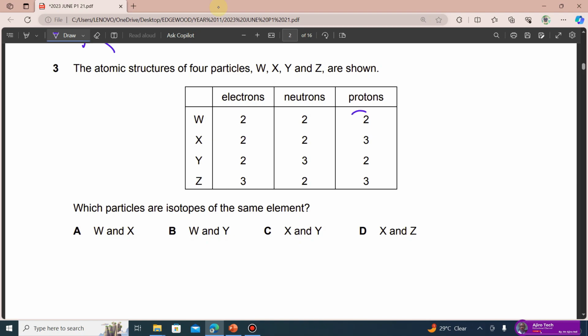We have W, Y, X, and Z. Now, if they have the same number of protons, they should equally have the same number of electrons. So if you look at the options again, which one has the same number of electrons? We see Y and Z have the same number of electrons. So what differentiates them is the number of neutrons: 2 here, 3 here, and this is what makes them isotopes. So our answer here is simply option B.